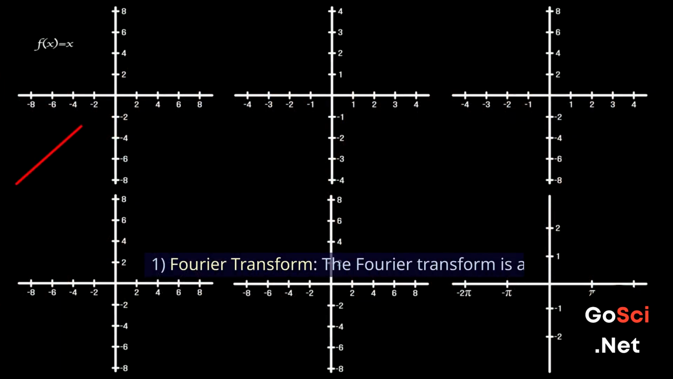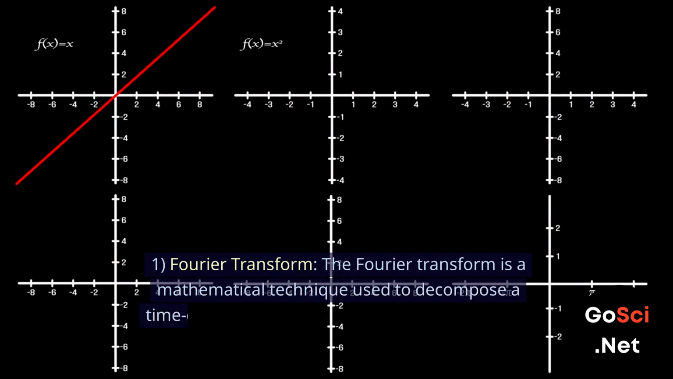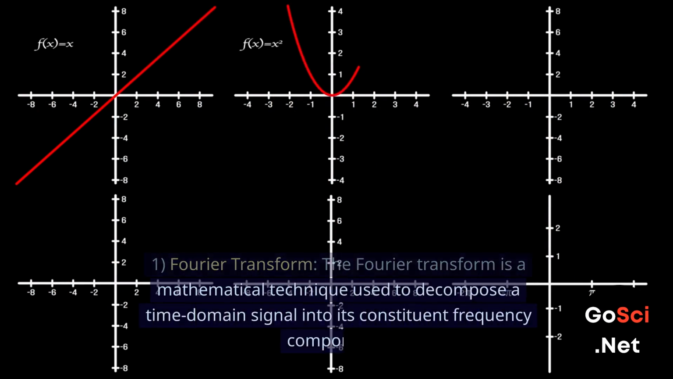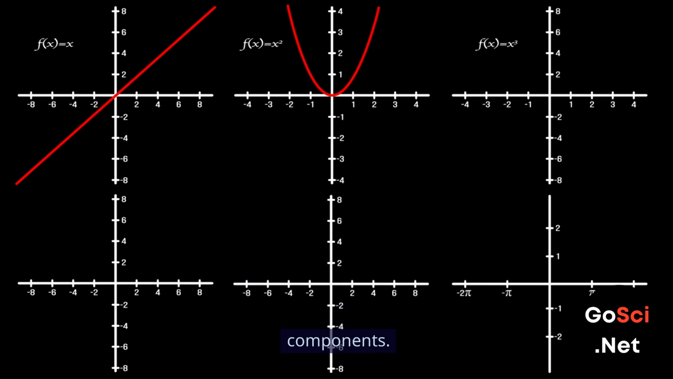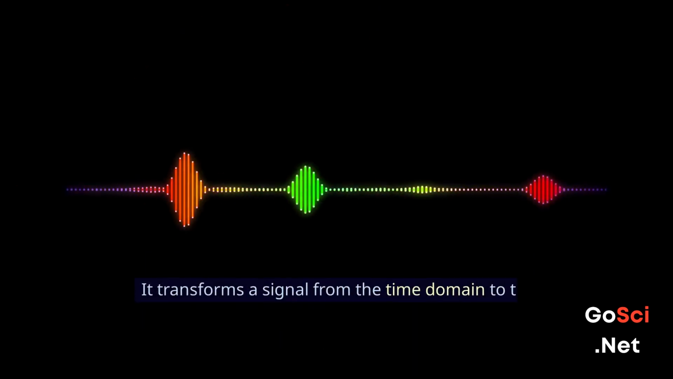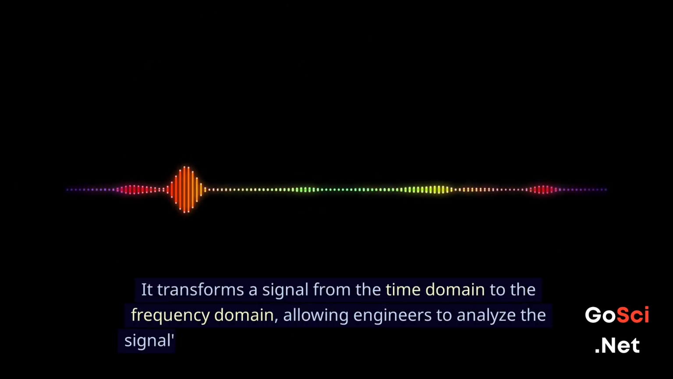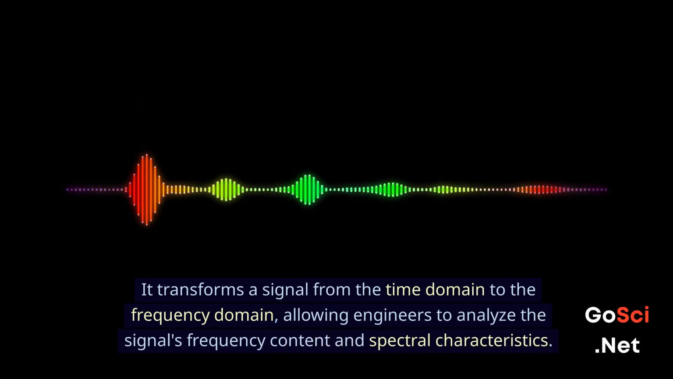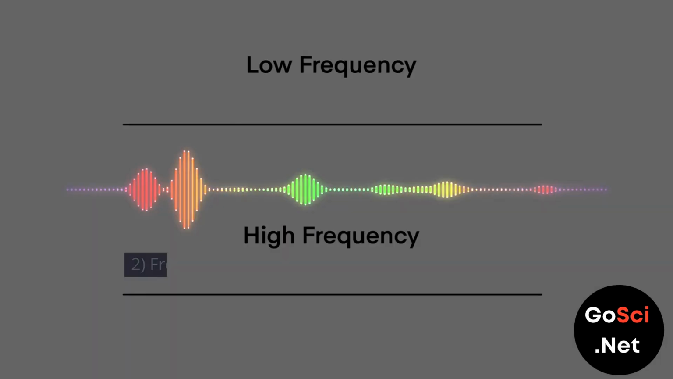Fourier transform. The Fourier transform is a mathematical technique used to decompose a time domain signal into its constituent frequency components. It transforms a signal from the time domain to the frequency domain, allowing engineers to analyze the signal's frequency content and spectral characteristics. 2.